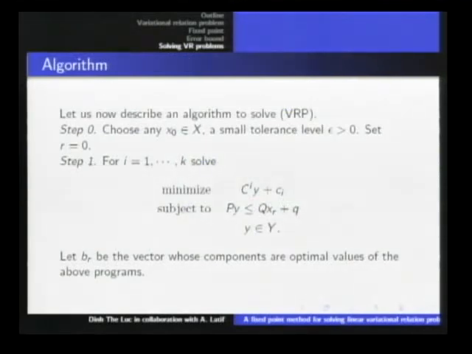And from here, I obtain an algorithm to compute a solution of our problem. Here, the first step, step zero: we choose one point, X naught, and a positive tolerance, epsilon. Then the next step, I solve K problems. They are linear programming problems, so we can solve them easily, right? Then I obtain a vector with components the optimal values of these problems. That's the first step.